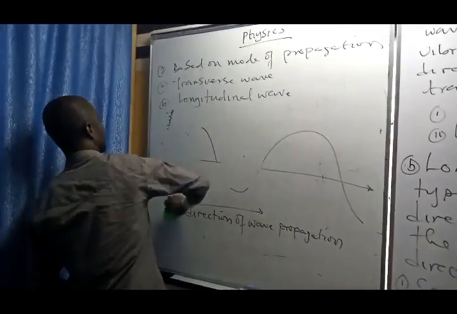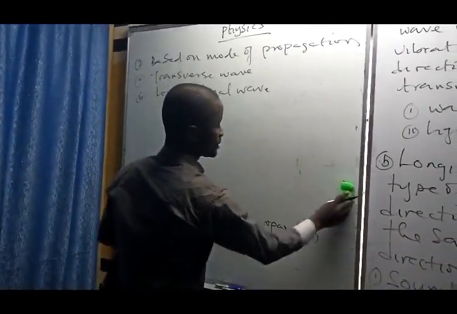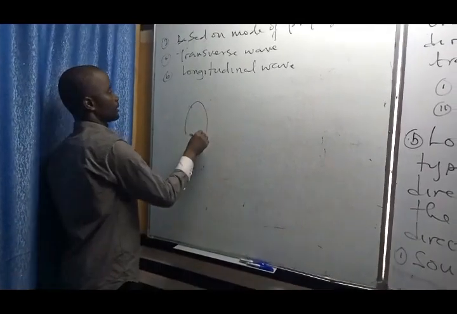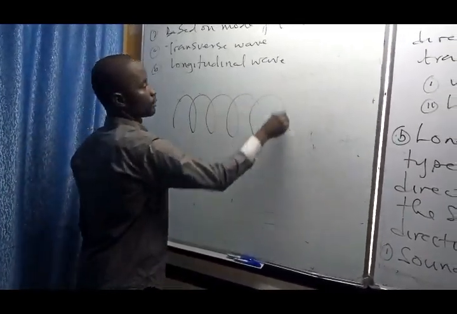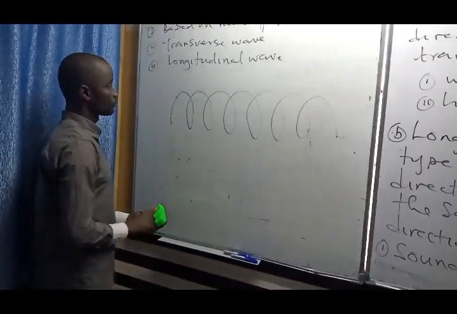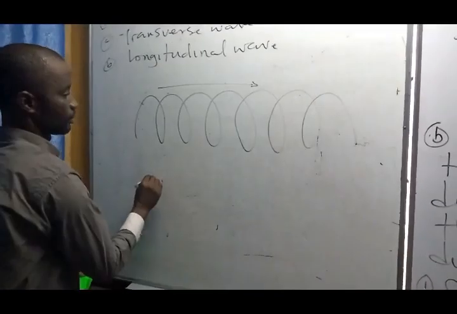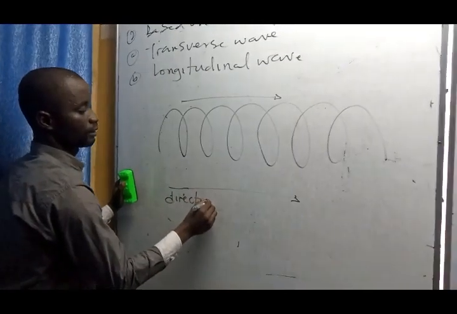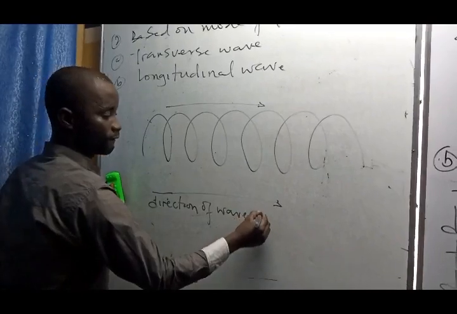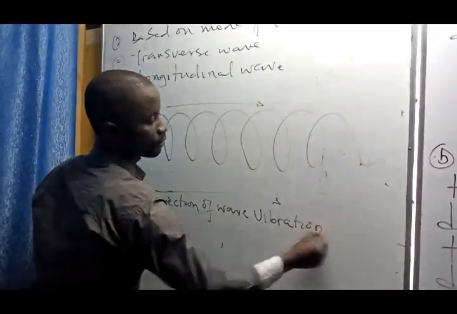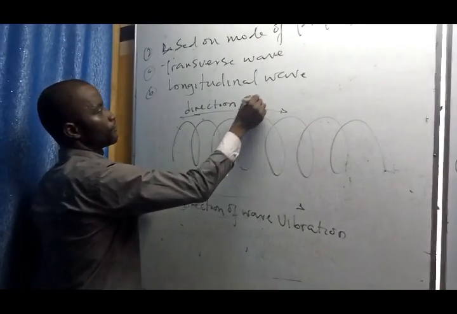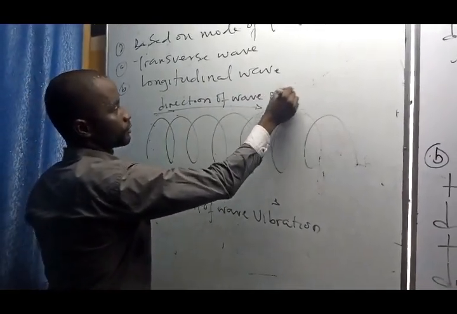etc. Now let's use a diagram to explain the meaning of parallel or the same in terms of longitudinal wave. Now, for example, in this spring wave, this direction of wave vibration right here is the same as the direction of wave propagation.